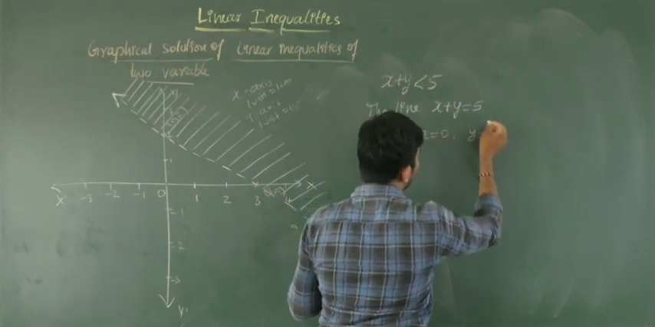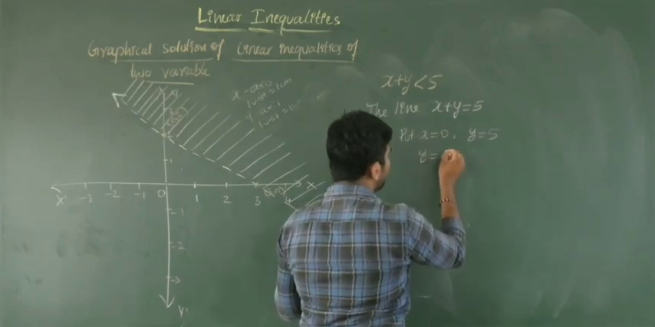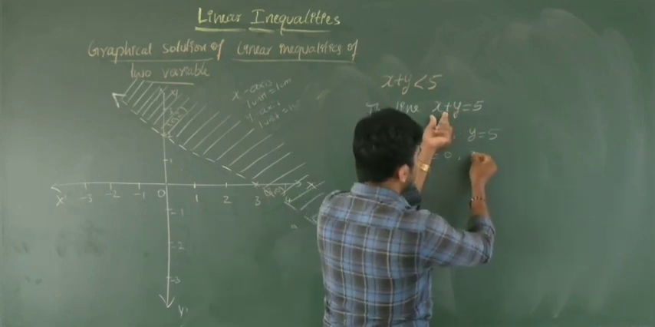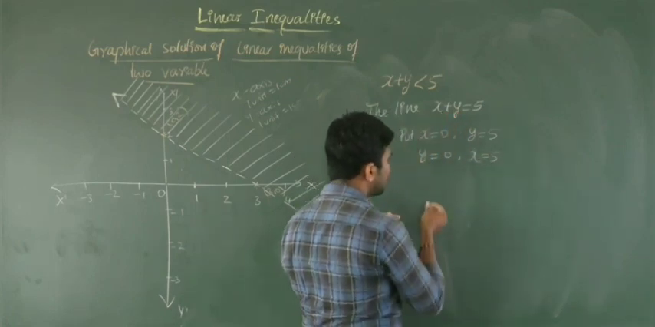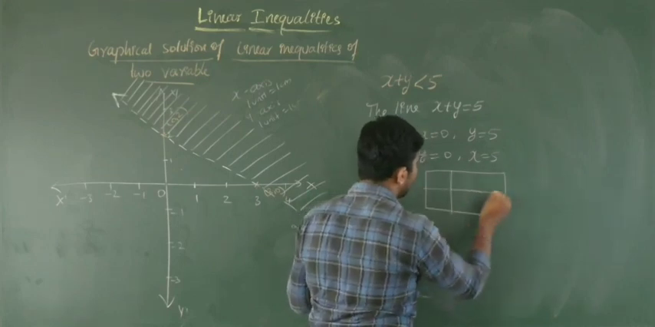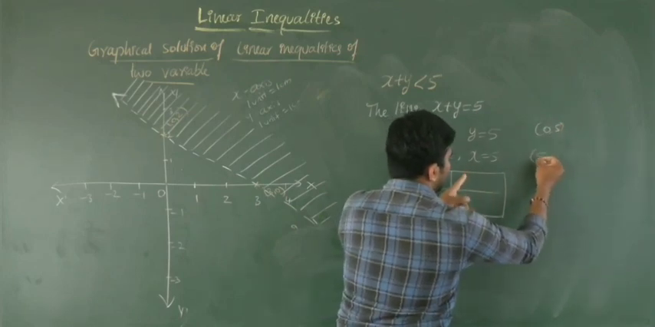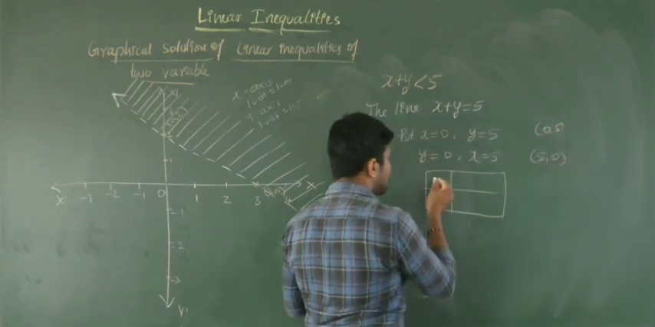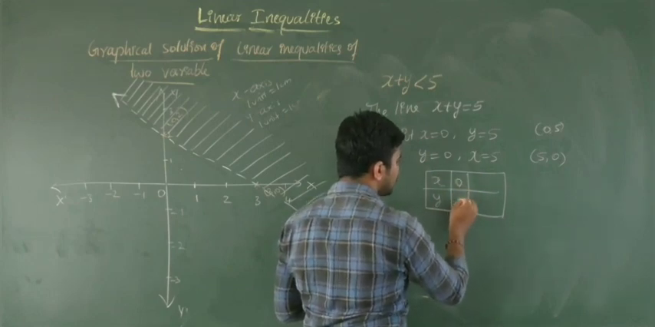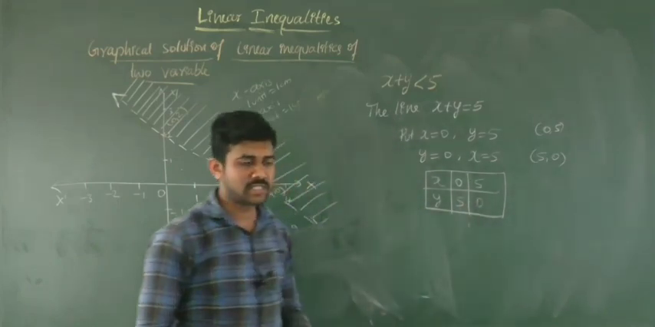Directly we can say y is equal to 5 will get. And put y is equal to 0. Then what will we get for the x value? The x value will be 5. Okay, so we'll get the points here. One point is 0, 5. Another point is 5, 0. So if x is 0, then y is 5. If y is 0, x is 5. Okay, 2 points we got.